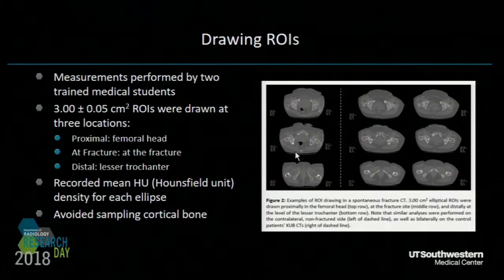These are 3 centimeter circles that were drawn at the site of the fracture, proximal to the site of the fracture in the femoral head, and distal to the site of the fracture in the lesser trochanter. These were drawn both on the side of the fracture as well as on the contralateral side. For each of these ellipses, we recorded the mean Hounsfield units. And once again, just a reminder, this is just the trabecular bone. We didn't sample any of the cortical bone in these 3 centimeter ROIs.